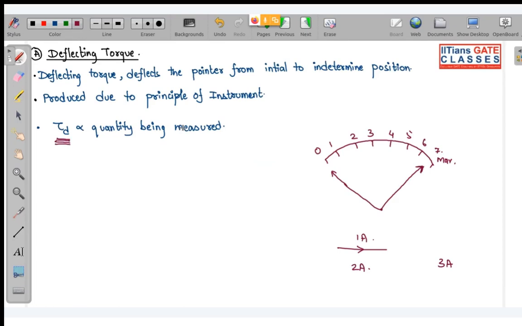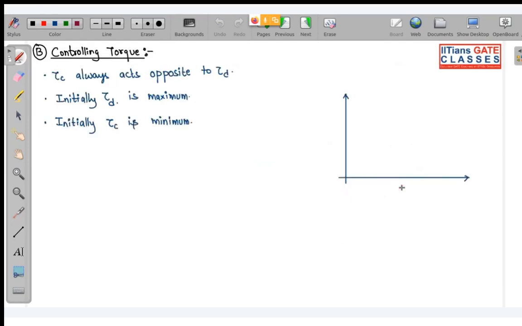Why? I will tell you. I told you there is no differentiation between these values. So there should be an equal and opposite torque which is going to define or classify different values. That is provided by controlling torque. So what I have written: controlling torque always acts opposite to deflecting torque.